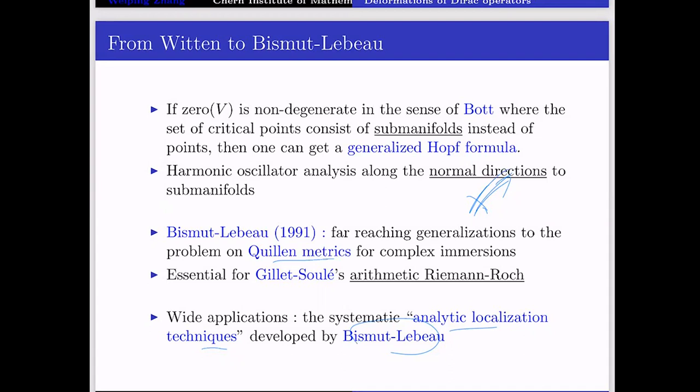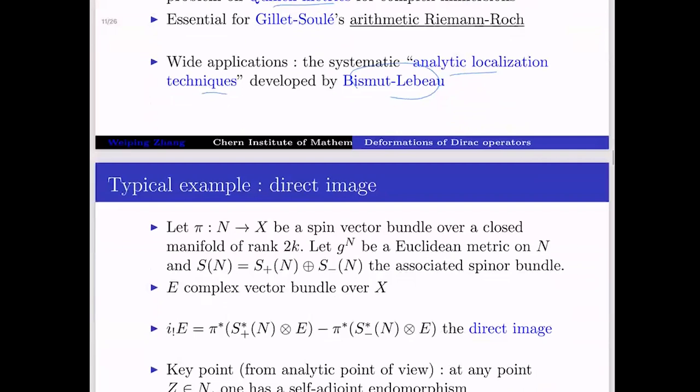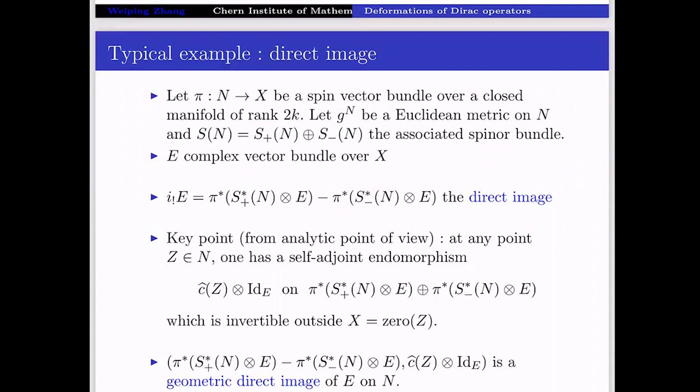So we take a typical simple example. You take a vector bundle, a spin vector bundle, and we make this of even dimension. And we take a metric on X, then we can get a spinor bundle. Then you take E, any complex vector bundle on X, and we tensor with the spinor bundle.